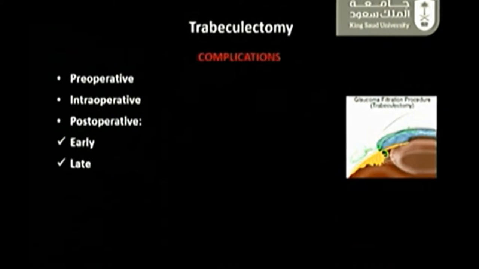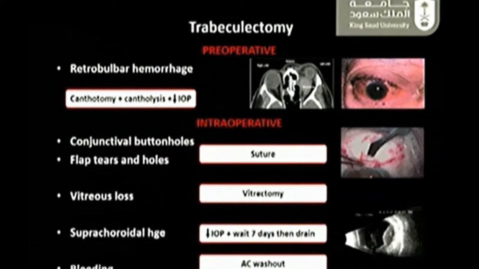Actually, if you have uveitis, you should use atropine to prevent what? Synechiae formation. There are some certain complications that could happen after trabeculectomy. Some of them are preoperative, some of them are intraoperative, some of them are early or late postoperative complications. The preoperative complications include retrobulbar hemorrhage while giving your local anesthesia. So managing it simply by canthotomy and cantholysis and decrease your intraocular pressure.